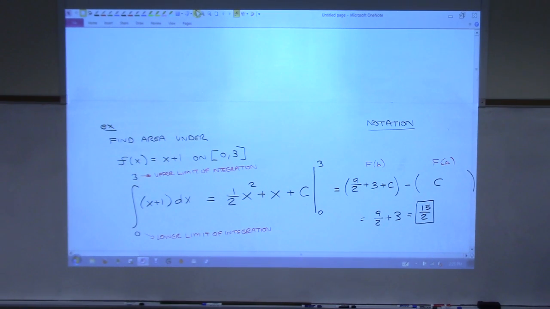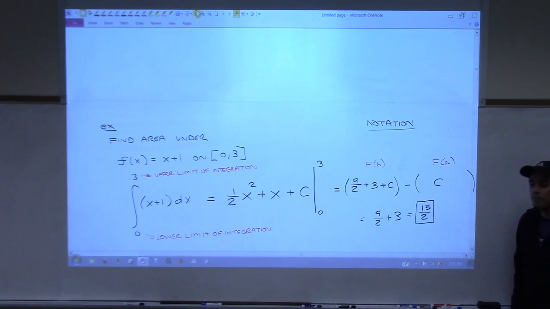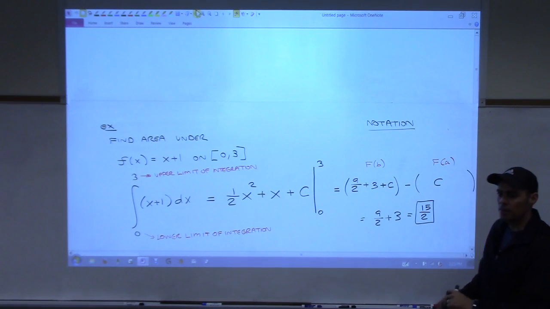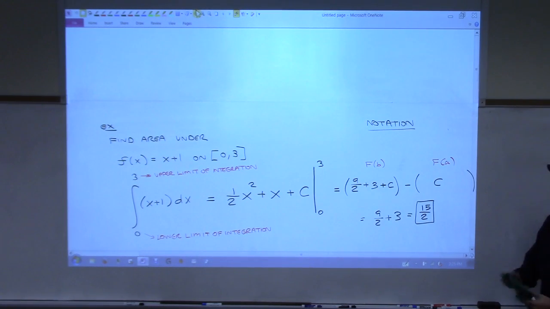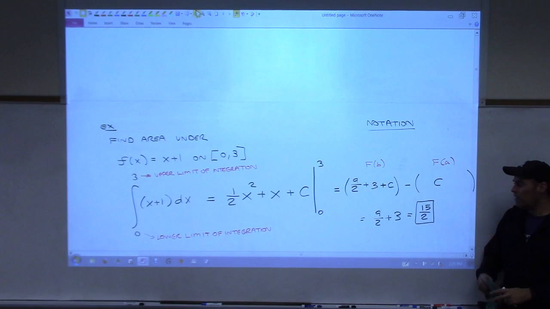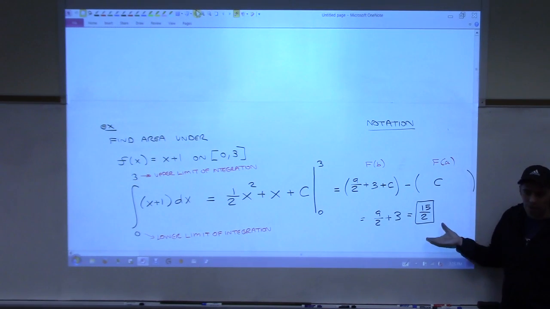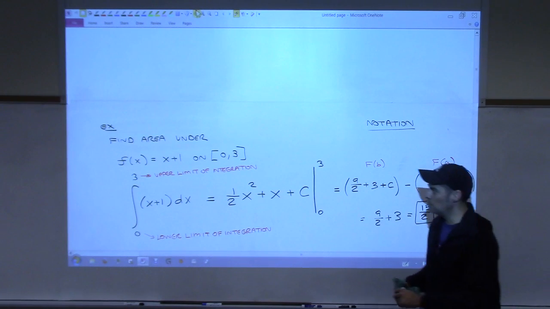Are there dimensions? Oh, good question. Are there dimensions is the question. If we had the unit of measure like feet or whatever, then we'd say square feet, or if it was miles, we'd say square miles. But this is a unitless number. Someone would have to provide me the actual units, and since they're not provided, there are none.